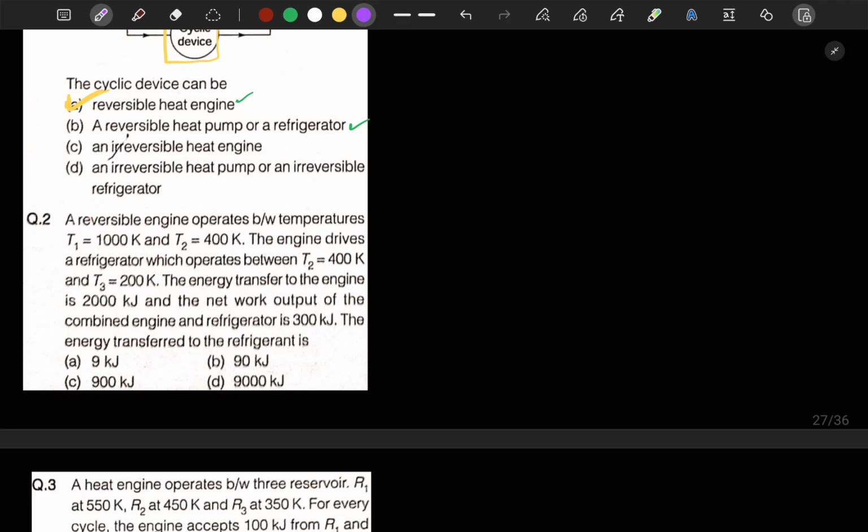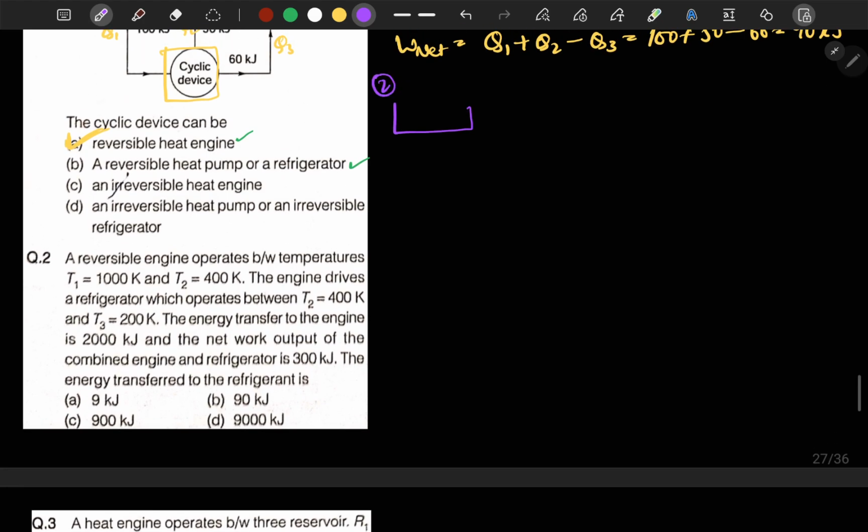The engine drives the refrigerator, which operates between T2 equal to 400 Kelvin and T3 equal to 200 Kelvin. So what it is telling us is that a reversible heat engine operates between temperatures of, let's see. Okay, so this is question number 2. You are starting from here. So 1000 Kelvin, T1 is equal to 1000 Kelvin, and it is connected to a heat engine.